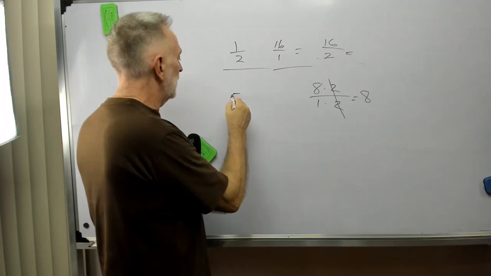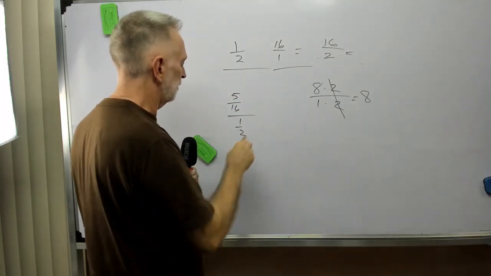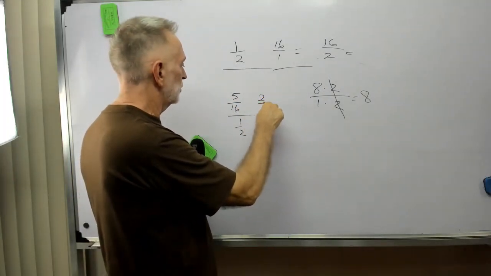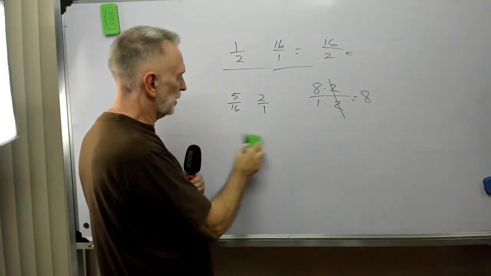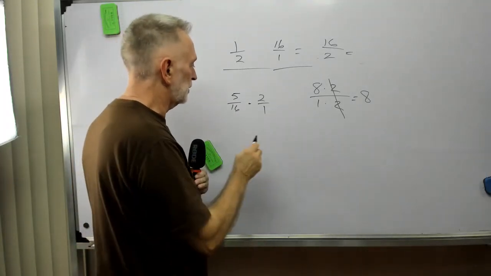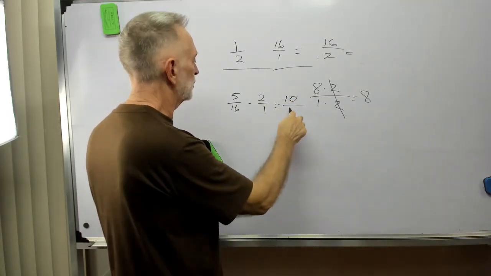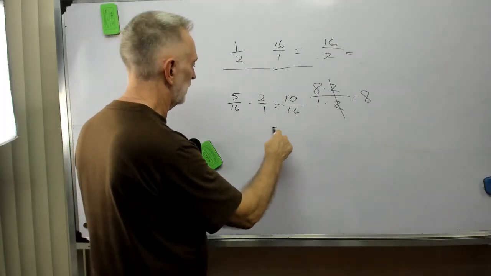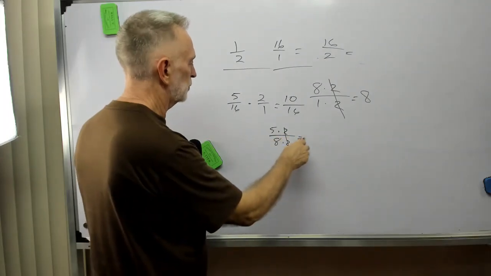So let's see, 5/16 divided by 1/2. We invert and multiply. 2 over 1. Remember, I multiply this by 2 over 1. It just cancels. This is what the KFC method, I think Miss Christie called it. 5 times 2 is 10. 16 times 1 is 16. Let's see. So that's 5 times 2 over 8 times 2. That's 5 over 8.